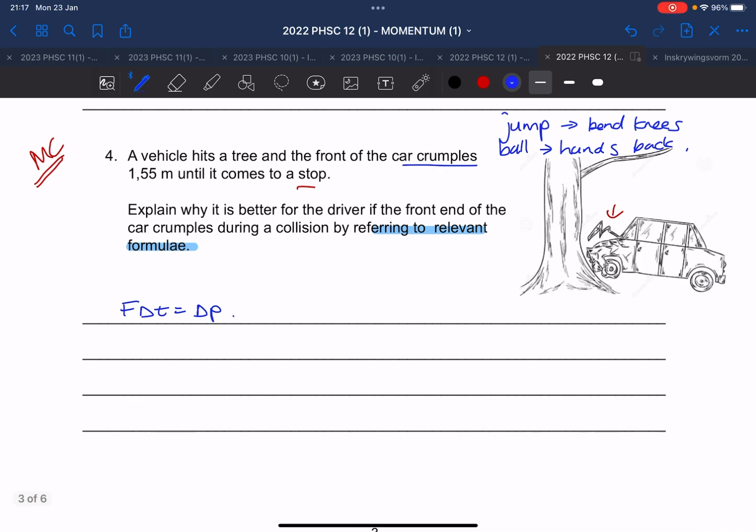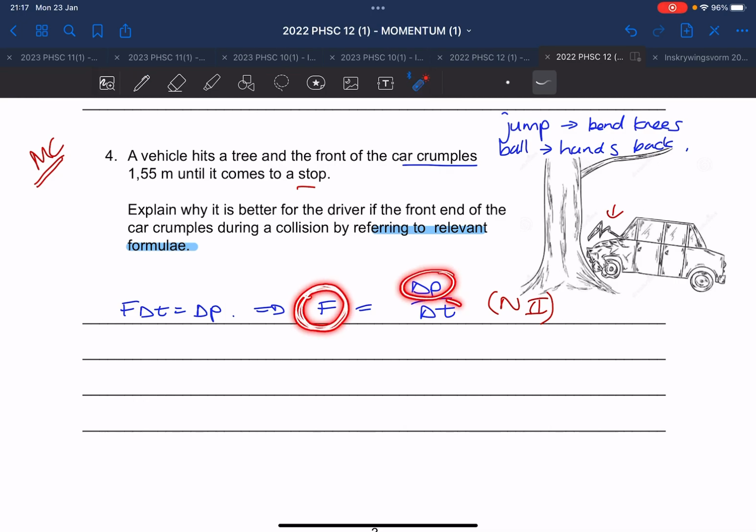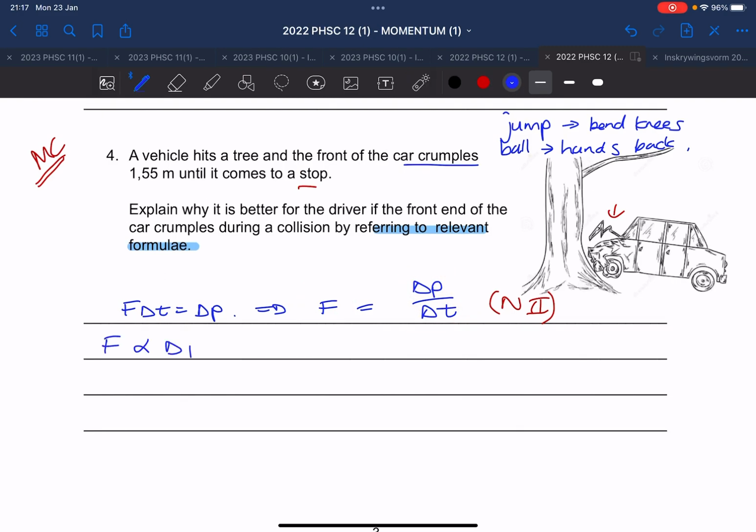Now, why would they ask, what's better for the driver if the front end crumbles? They can basically ask, why is the force better for the driver? So we want to rearrange this formula so that it gives us force. So force is equal to the change in momentum over the change in time. And this is where we will refer to Newton's second law, as I referred to Newton's second law in the previous video. So if we want to look at why the force is better, we have to consider both things here. If we look at both things, force is directly proportional to delta P. Because it's at the top, it's directly proportional.